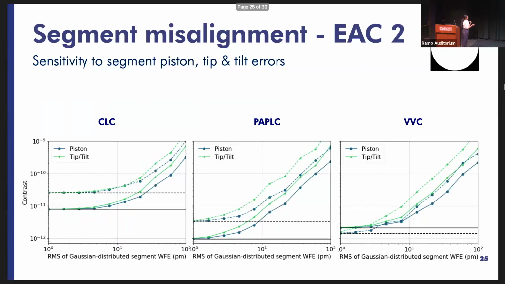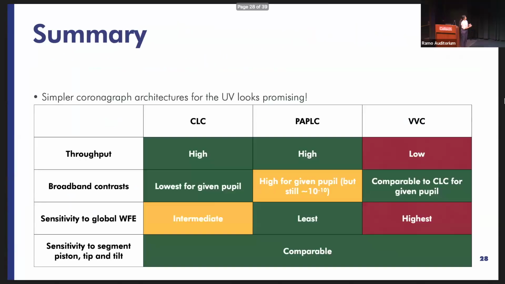And then again, going from AAC1 to 2, within AAC2, all three coronagraph architectures start to degrade performance at similar segment wavefront errors. But going from AAC1 to 2, the keystone, the coronagraphs are a lot more resistant to segment errors as well.